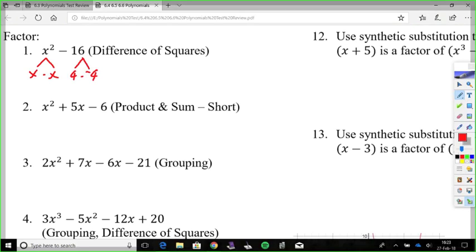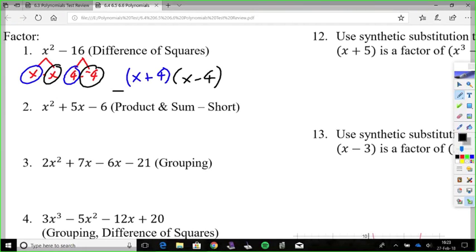Now, one of these is a negative 4 because it is a negative 16. So when you have those pairs, you just match them up. Pair an x with a 4, and that's going to be an x plus 4. And then you can pair the other x up with the negative 4 and make x minus 4. And then that's your final answer, x plus 4 and x minus 4.